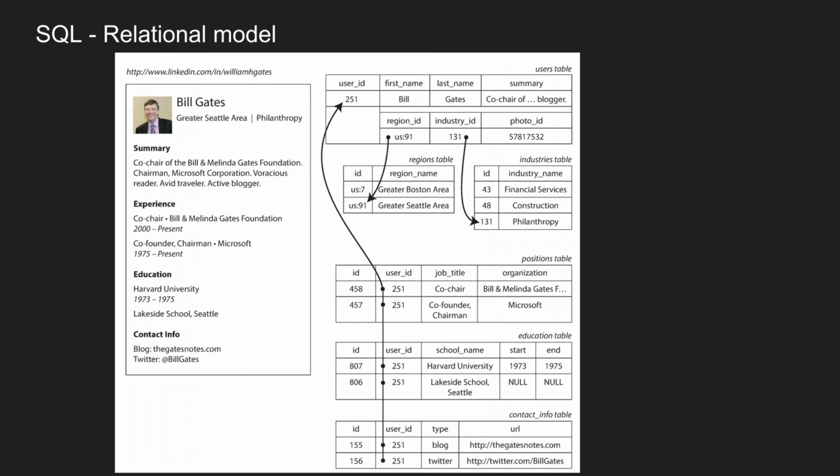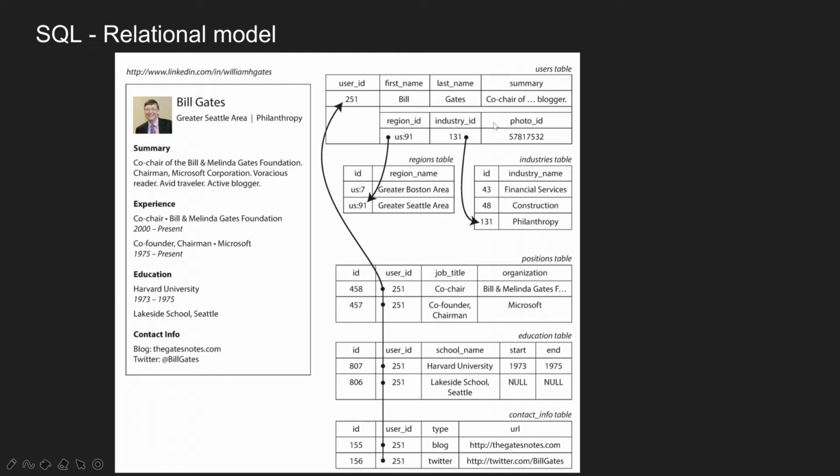Here is a LinkedIn profile, and let's see how to represent it in the two different data models. First, the relational data model. A profile can be identified by a unique identifier, user ID. Fields like first name, last name, summary, region, industry, and photo appear exactly once per user, so they can be modeled as columns on the users table.